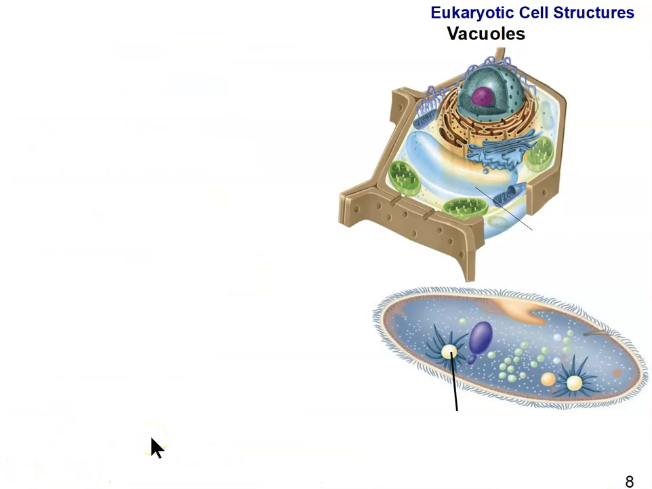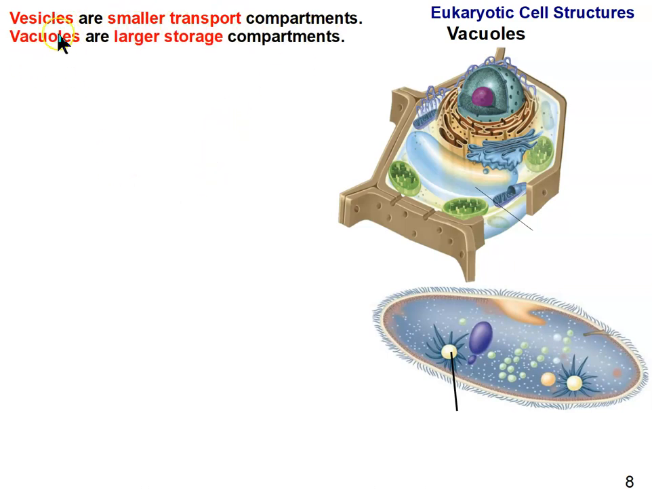So you may be wondering, we've been talking about vesicles and vacuoles and throwing around those words a lot, so we're going to look at the general difference between them. Generally vesicles are smaller and they transport things. So they're small transport compartments, whereas vacuoles are large storage compartments. That storage may be temporary, but they still are functioning in storage at least for a period of time.